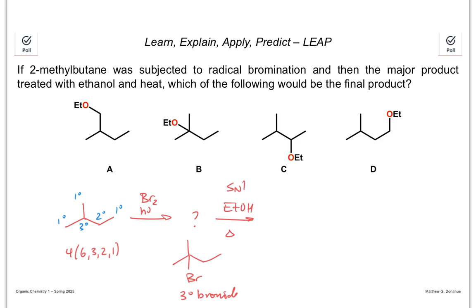These are SN1 conditions. Because it's already tertiary, when it ionizes, it forms a tertiary carbocation. So we don't have to worry about rearrangements. The solvent will attack where that is, and we'll end up with B as the correct response.